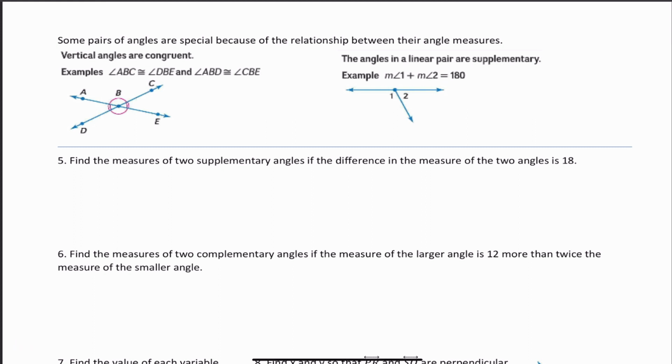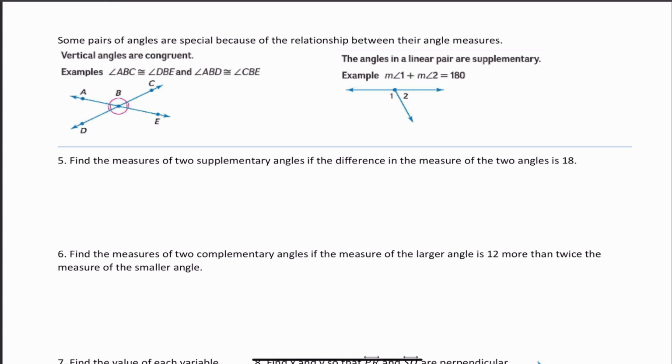All right, we're going to go ahead and continue on to the next page of the notes. So some pairs of angles are special because of the relationship between their angle measures. Here we have two relationships here. One, we have vertical angles. So vertical angles are congruent. We talked about that before. We look at this, we see these lines intersect, and you can see that if I compare this angle to this angle, they should be congruent. And if we compare this angle to this angle, they are congruent. Okay, so vertical angles are congruent. Angle ABC is congruent to angle DBE, and angle ABD is congruent to angle CBE, and you have it right there.